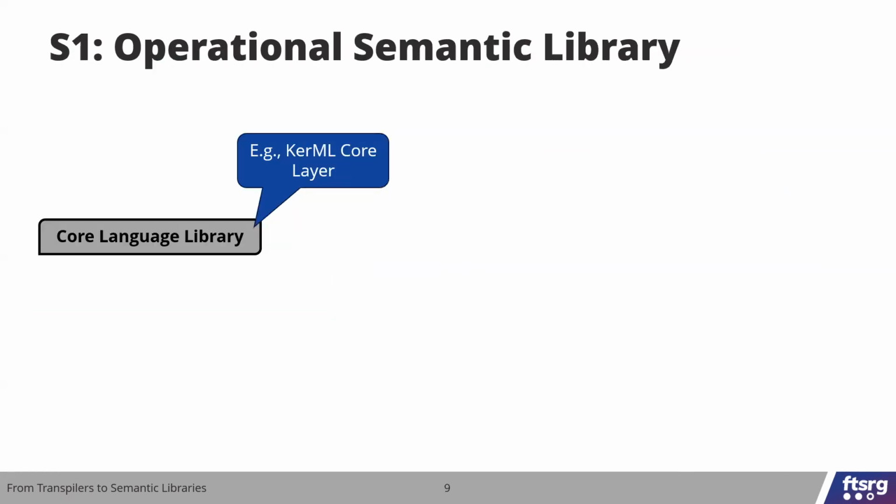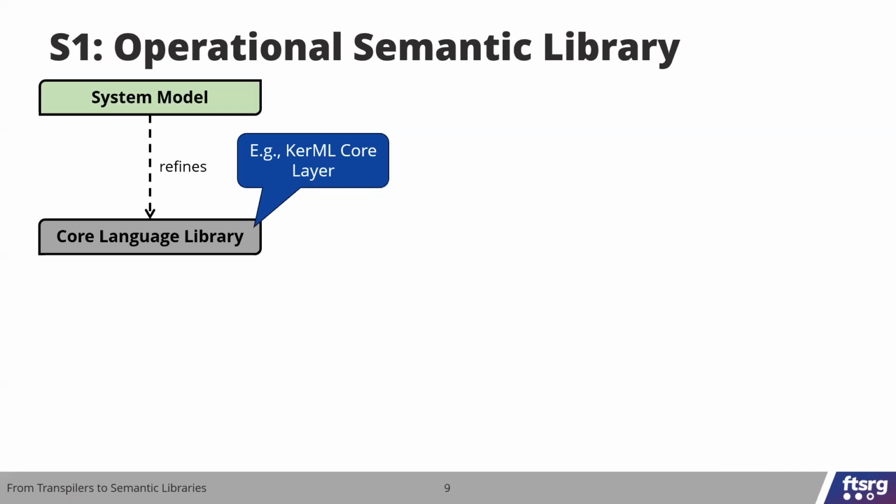So the solution could be the following. First we have the core language library. In ontological languages, we have some foundational axiomatic system, and the core language library builds on top of that foundation. In this case, it could be the Caramel core layer. Our system model refines this core language library. It constrains the possible instance models that we can have. It refines the original library.